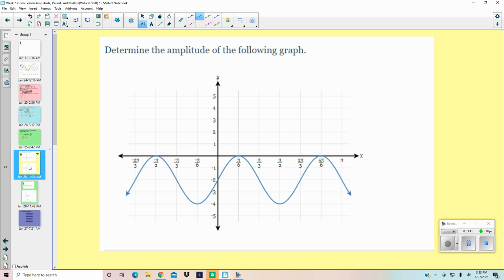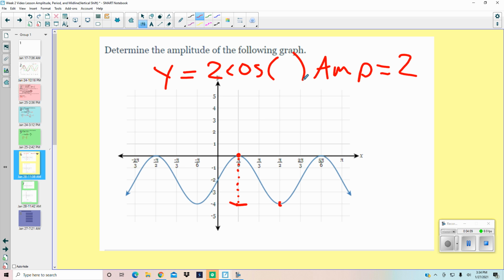So when you're looking at a graph, you want to look at a high peak and a low peak and the distance vertically between them. So if I go all the way down to where that low is, can you see that the distance is 4, which means that the amplitude is going to be 2 because you take half of that total distance. So if I had a cosine function, that 2 is going to go in front of whatever the trig function is. So in front of cosine or in front of sine is where you see the amplitude.